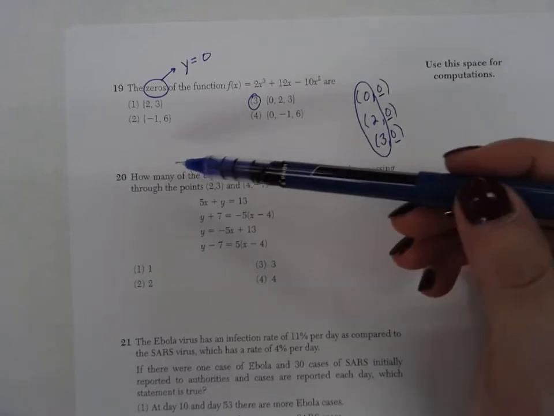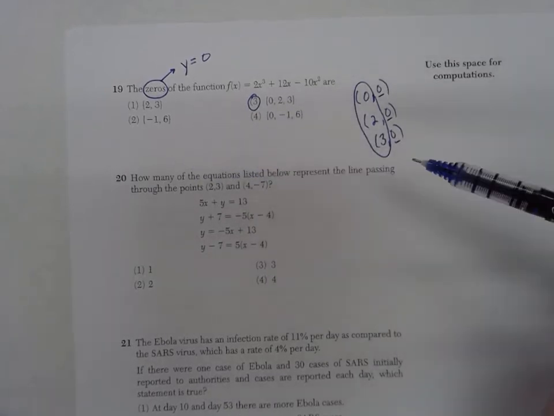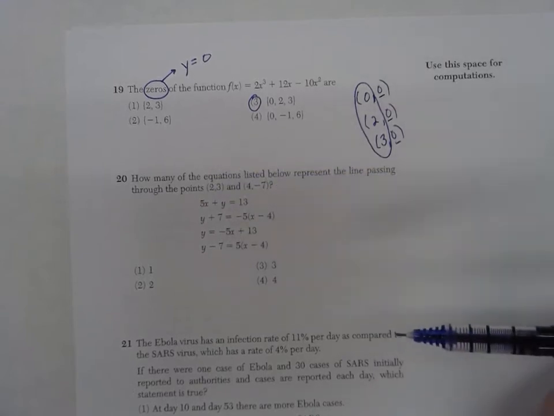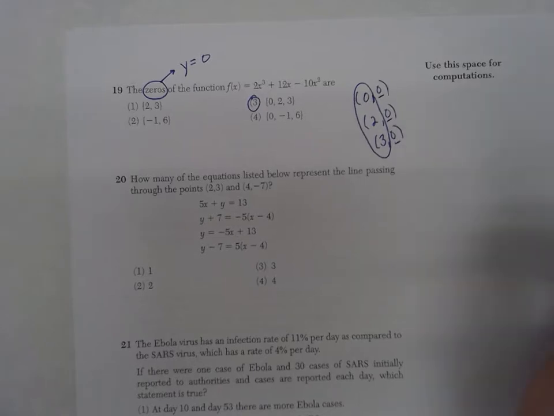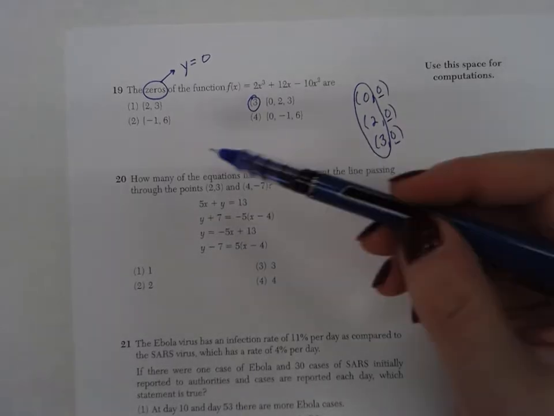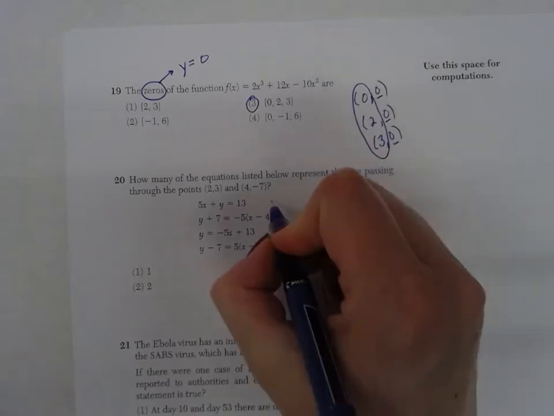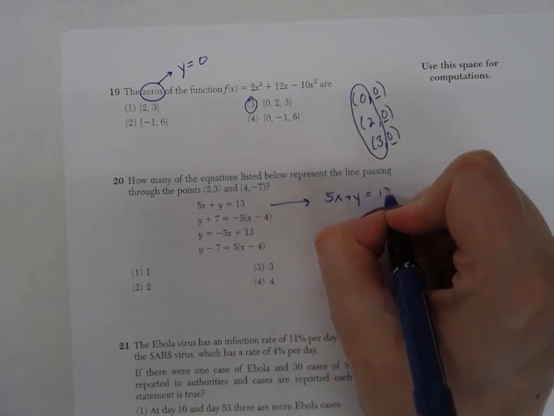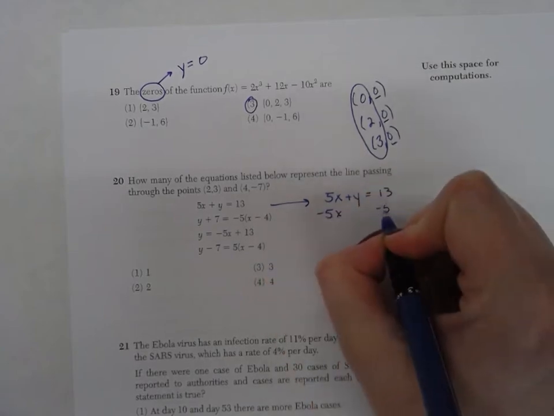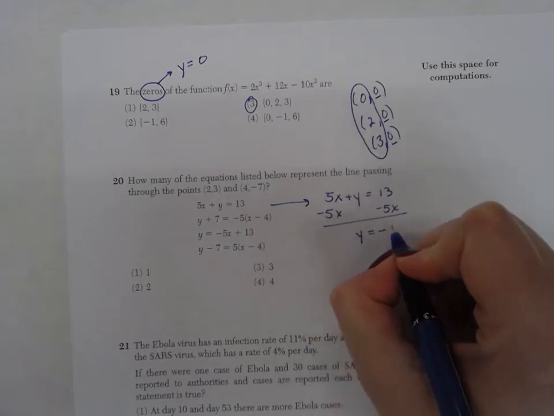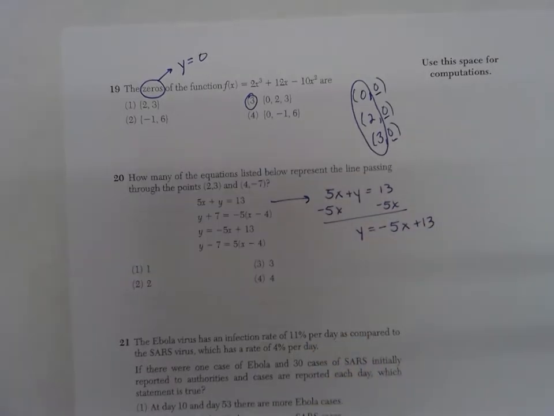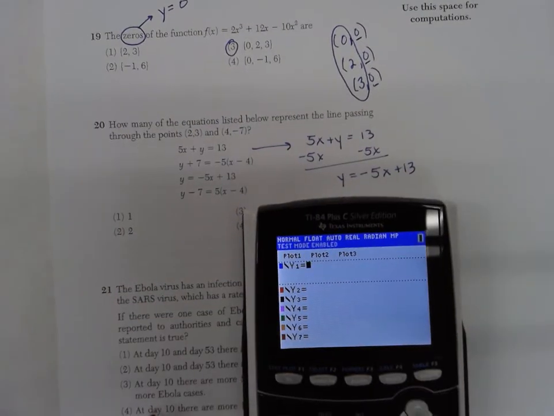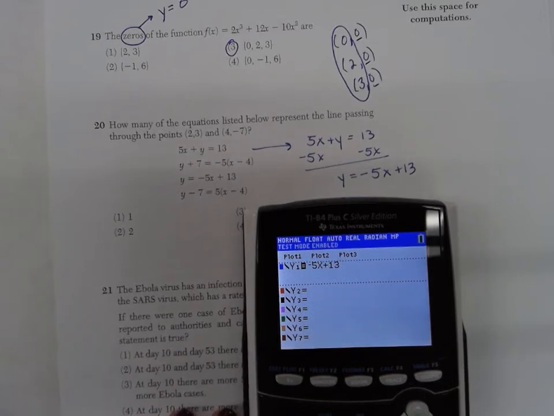Question 20. How many of the equations listed below represent the line passing through the points 2, 3, and 4, -7? Okay, I'm using my calculator. The problem is, in order for me to put any equation on my calculator, it has to be y equals. So for this first equation, I have 5x plus y equals 13. I'm going to subtract 5x. Y equals negative 5x plus 13. I'm going to put that on my calculator. Y equals negative 5x plus 13. And I'm going to go to my table.